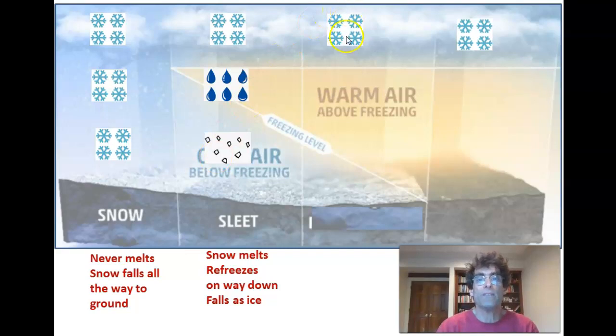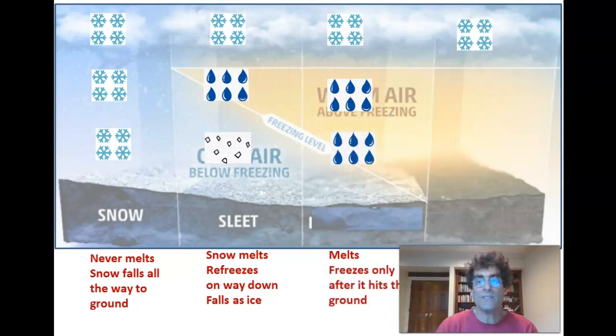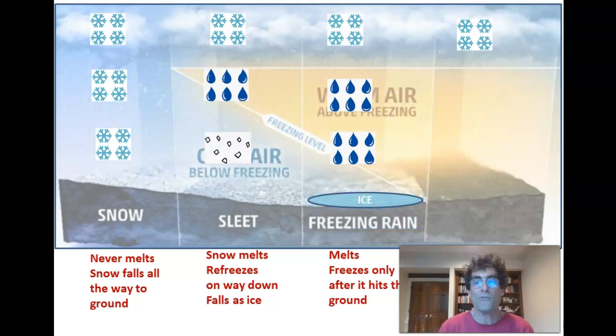What about over here? So this starts as snow, right? But it melts, and it stays melted. It doesn't get cold enough to refreeze on the way down. But as soon as it hits the ground, it's going to freeze when it hits the ground. And it's going to make a big layer of ice. And that is what you call freezing rain. That's the most dangerous kind of weather.